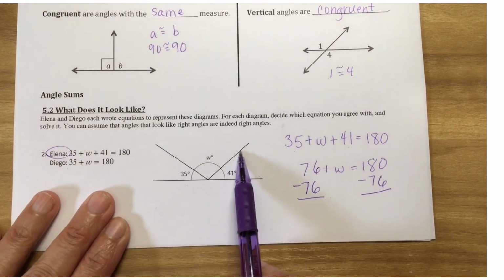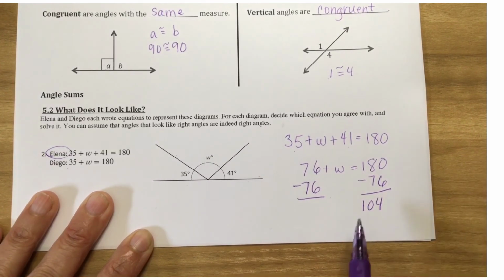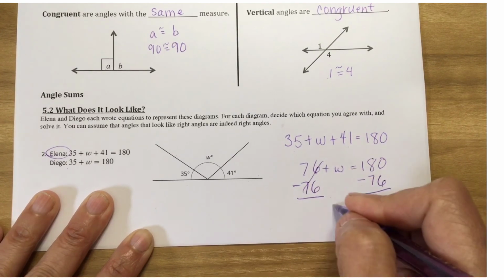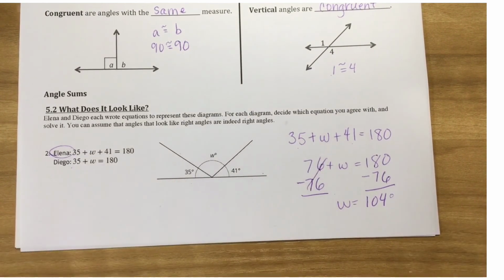This angle here is an obtuse angle. So anytime you're answering these questions, I want you to ask yourself, does it make sense? So those cancel out. We know that W is equal to 104 degrees. Okay.